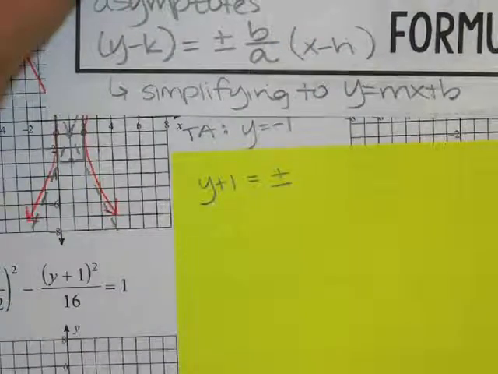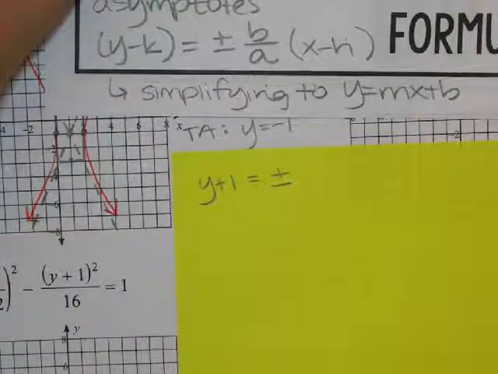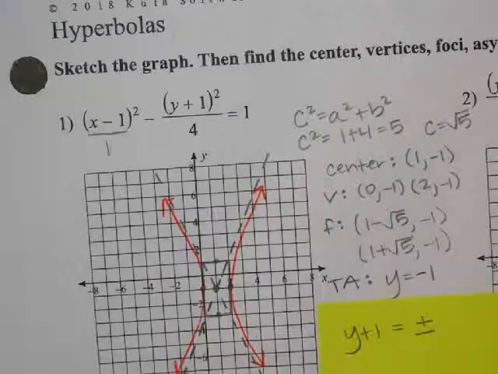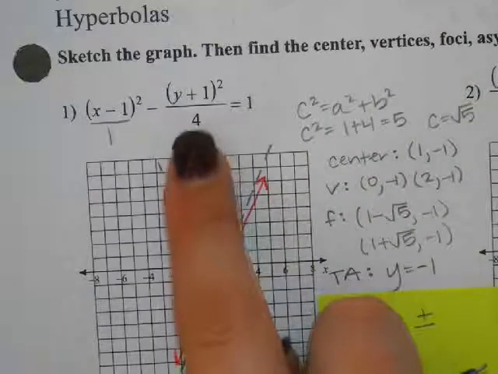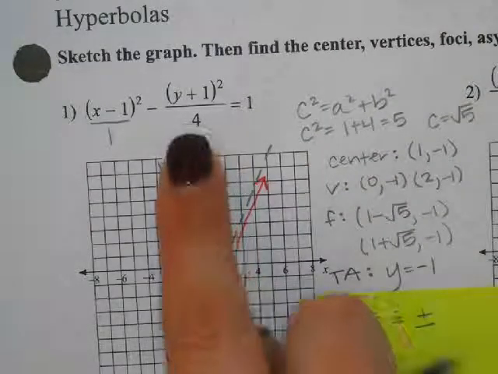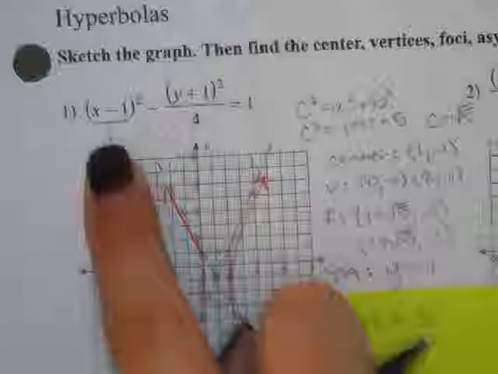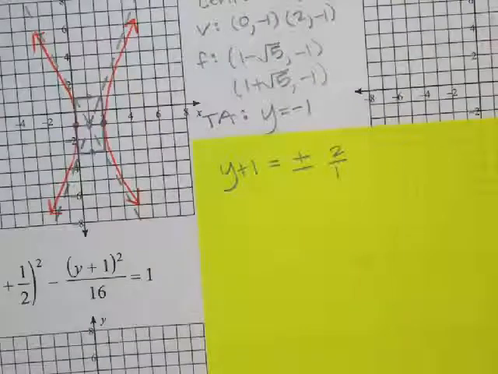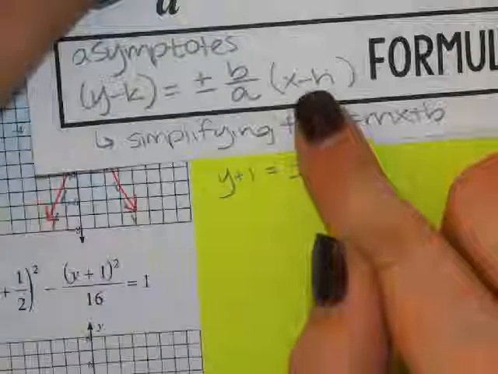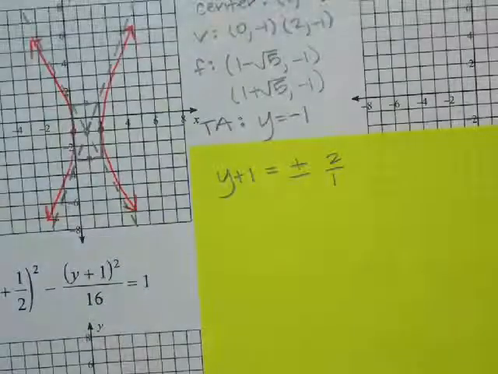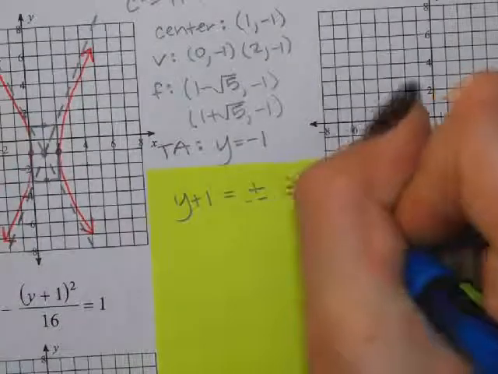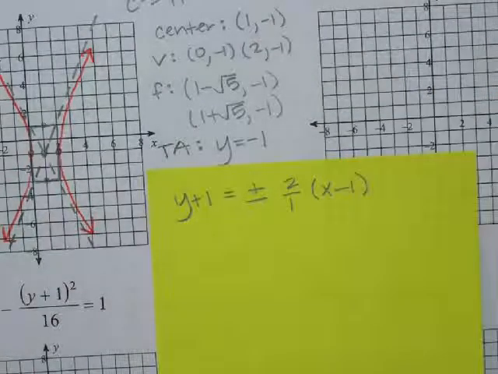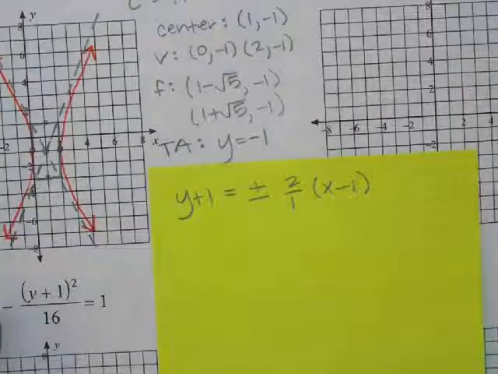what is the b value and what is the a value? Yeah, b value is 2, right, because we're square rooting. B value is 2, a value is 1. Okay, so we're going to say plus or minus 2 over 1. And then after that, we have to put our x parenthesis, which was x minus 1. Okay. And do we just leave it like that and say that's good? No, what do our notes say?